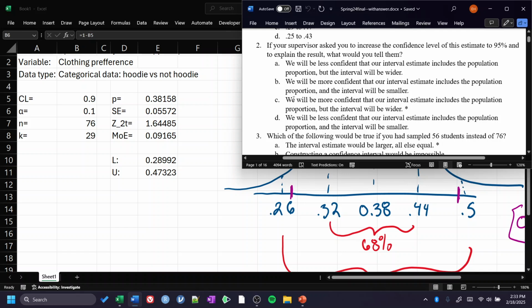Let's look at C. We will be more confident that our interval estimate includes the population proportion. That's true. We went from 90% to 95%, but the interval will be wider. That's true. The interval got wider because in order to be more confident about something, we have to include a wider region of our data. And we will not be less confident, but the interval will be smaller. That one's wrong too.